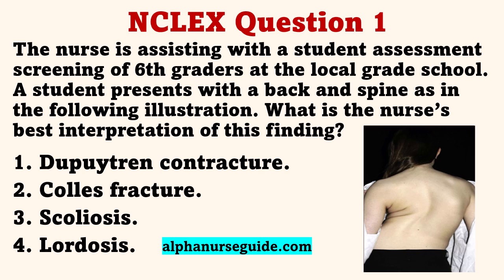Dupuytren contracture is a hand deformity with slow progressive thickening of the palmar fascia leading to flexion contracture of the fourth and fifth fingers. Cole's fracture occurs in the distal radius. Lordosis is a loss of lumbar curvature, sometimes called flat back, which may also be present with scoliosis.